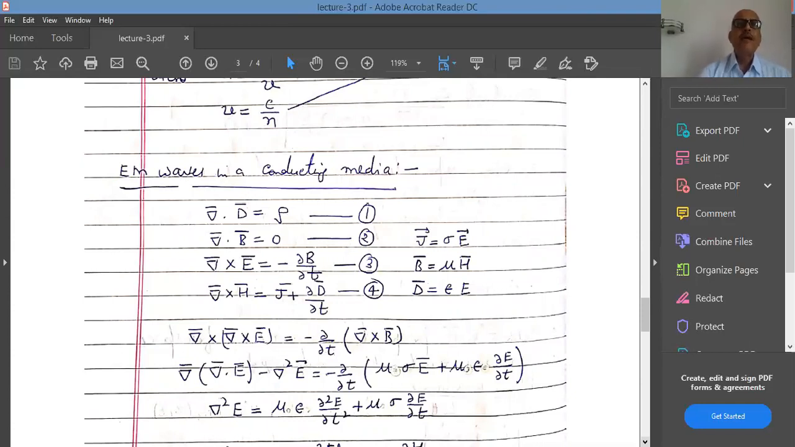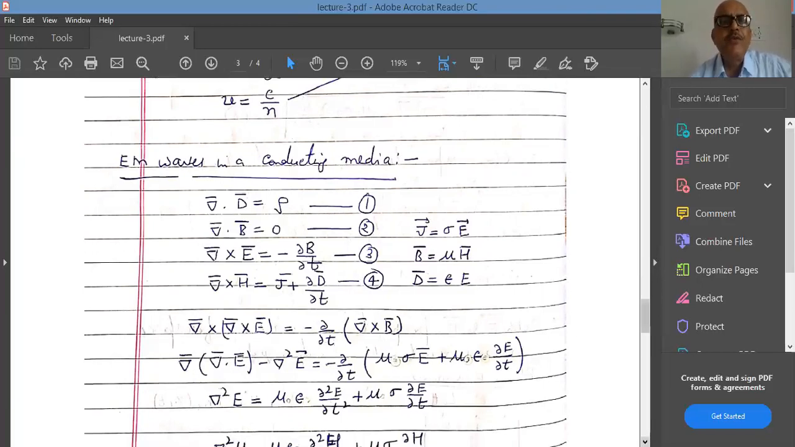So when the electromagnetic wave propagation takes place in a conducting media, the first equation now, divergence of D is equal to rho, we can put this also to be equal to 0. So you can check all the four equations. There is a difference in the fourth equation where we have J is sigma E. The value of sigma is not equal to 0.